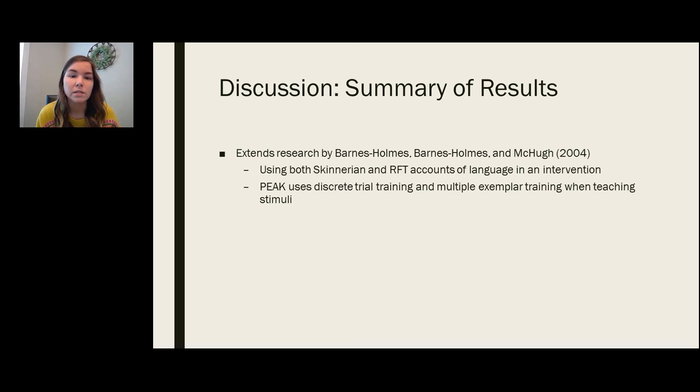So PEAK uses positive reinforcement, prompting procedures, and exposure to more stimuli to promote derived relational responding in a learner. Multiple exemplar training is used to promote the emergence of derived relations. And then prior research done in 2004 suggested that through the use of all of these things, improvements in derived relations were seen.